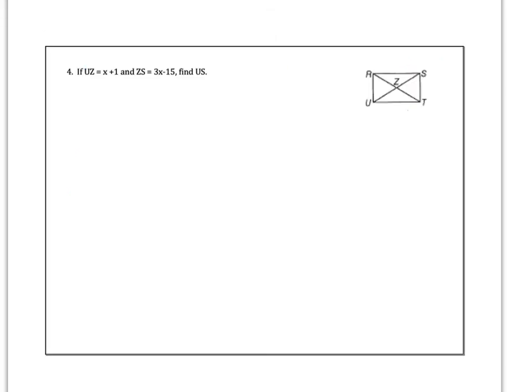Number 4. If UZ is x plus 1 and ZS is 3x minus 15. Let's find those. UZ is here. ZS is here. This is a rectangle, by the way. I should write that on there. So if this is a rectangle, diagonals get bisected, so the x plus 1 should equal the 3x minus 15.